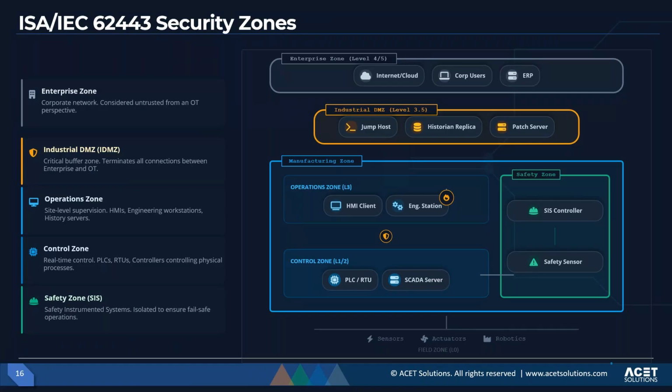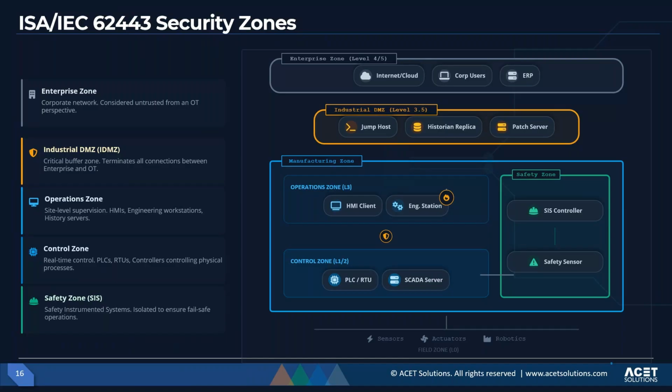DMZ, demilitarized zone, acts as a secure buffer between the IT and OT environments. Systems placed here, such as patch servers, historians, and remote access gateways, allow data to flow in a controlled manner while preventing direct IT-OT connectivity.